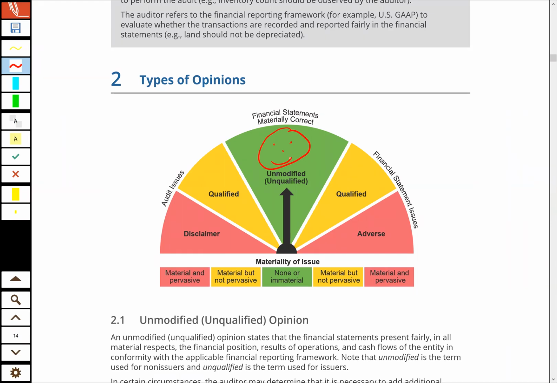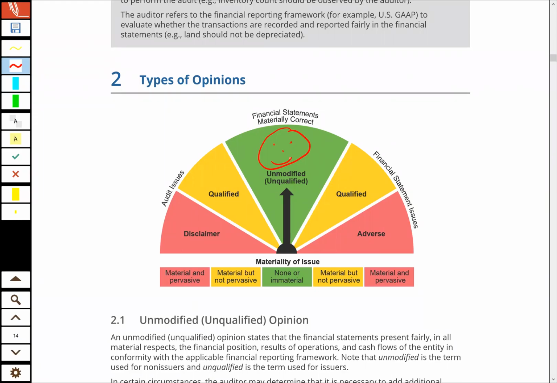Well, it works the same way for financial statements. If we look at the financial statements and it looks like they've done everything according to the applicable framework, US GAAP, IFRS, we can give them an unmodified, unqualified opinion. The auditor is happy, okay?